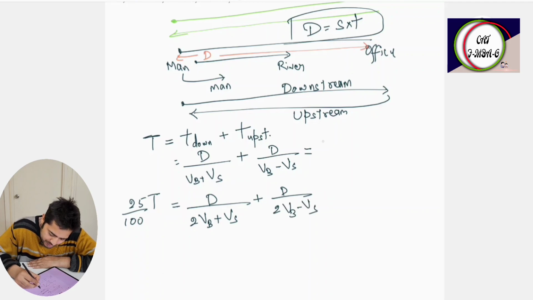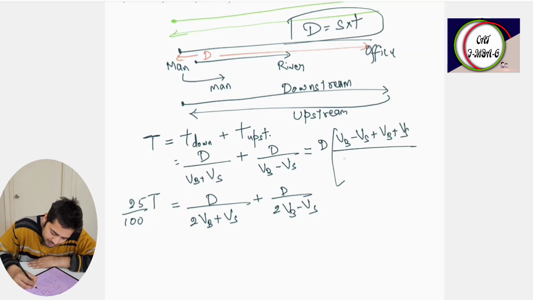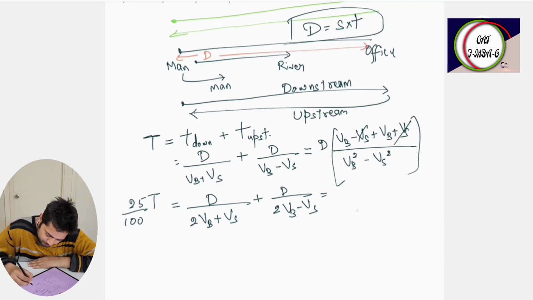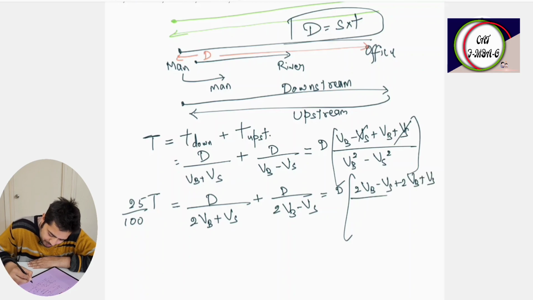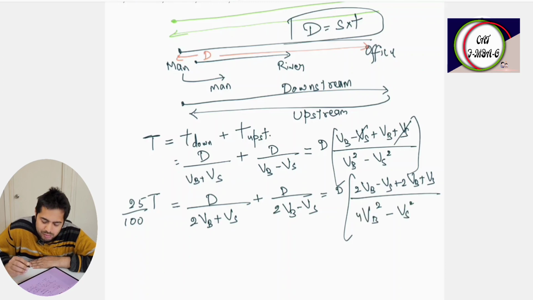And this you can write as, you take D common, so (2VB minus VS plus 2VB plus VS) divided by (4VB square minus VS square). VS gets cancelled, and we are using (a plus b) into (a minus b) is equal to a square minus b square in the denominator. This gets cancelled.